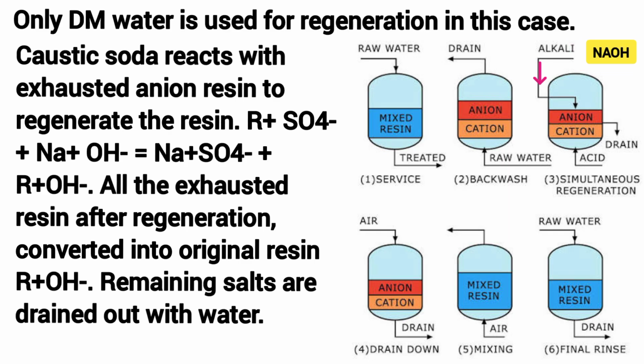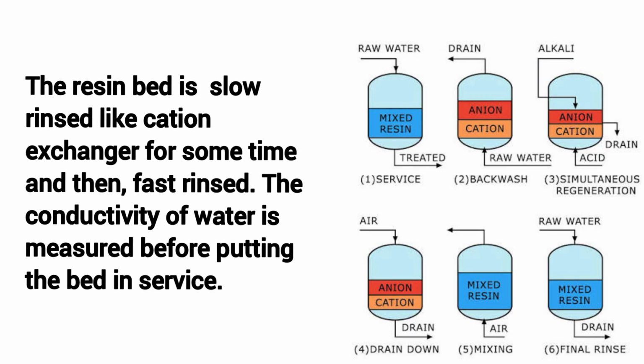Caustic soda reacts with exhausted anion resin to regenerate the resin. R positive SO4 negative plus Na positive OH negative is equal to Na positive SO4 negative plus R positive OH negative. All the exhausted resin after regeneration is converted into original resin R positive OH negative. Remaining salts are drained out with water. The resin bed is slow rinsed like the cation exchanger for some time and then fast rinsed. The conductivity of water is measured before putting the bed in service.